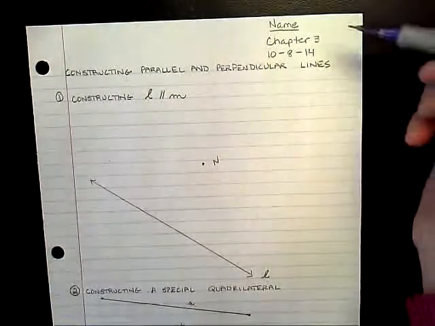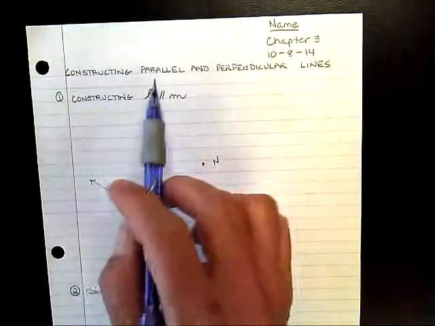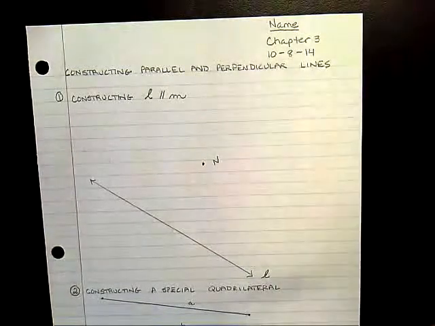Okay, today we are going to be constructing parallel and perpendicular lines. To label your paper, you should have your name, Chapter 3, a date, the title Constructing Parallel and Perpendicular Lines, and you will have 4 examples, 2 on each side of the page.